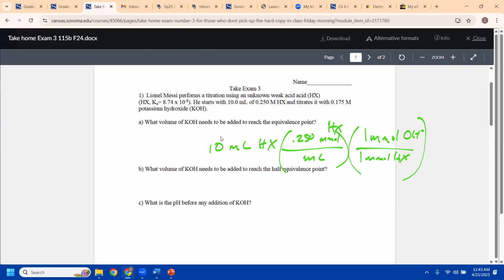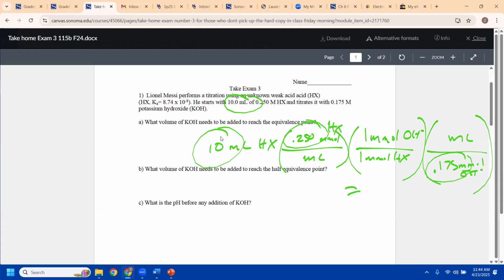Now, do we know the molarity of the OH minus? It is 0.175 millimoles of OH minus per milliliter. So 10 times 0.25 divided by 0.175. If we do this, should it be more or less than 10 milliliters? What do you think, Ian? If we're using 0.25 molar acid and we're using a weaker base, do we need more base or less base to neutralize it? More.